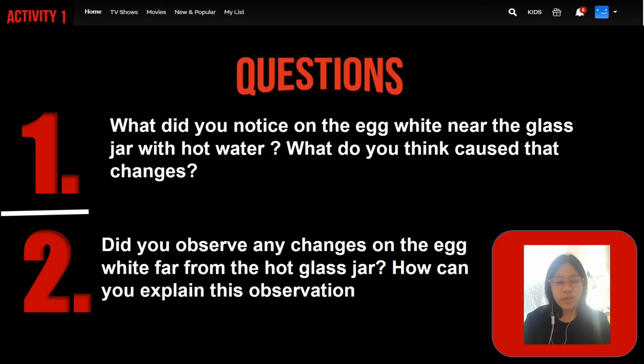This experimentation represents the structure of the earth: the inner core, outer core, mantle, and crust. The jar containing boiling water represents the inner core, which is a solid ball made of iron and nickel. The egg white near the jar represents the outer core, which is made up of molten substances called lava, which is made from hot iron and nickel.